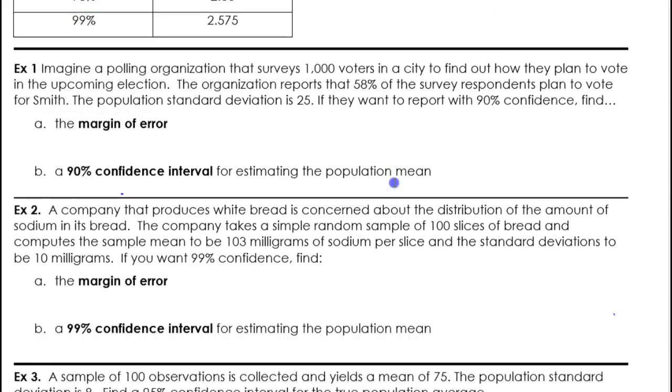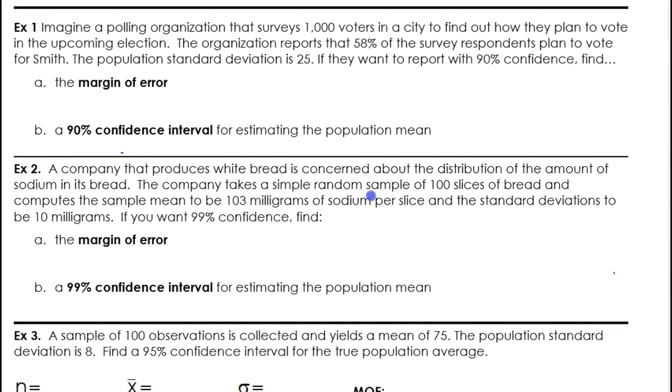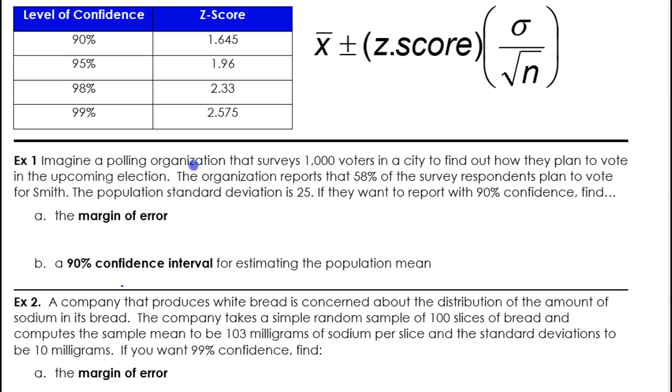So example 1. I'll leave this visible. Imagine a polling organization surveys 1,000 voters in a city to find out how they plan to vote in the upcoming election. The organization reports that 58% of the survey respondents plan to vote for Smith. The population standard deviation is 25. If they want to report with 90% confidence, let's find the margin of error and the confidence interval. Of course, we'll be using this new margin of error formula because they're mentioning a specific confidence level.